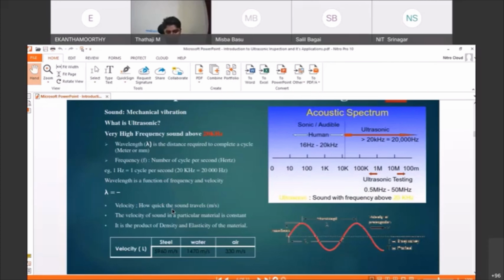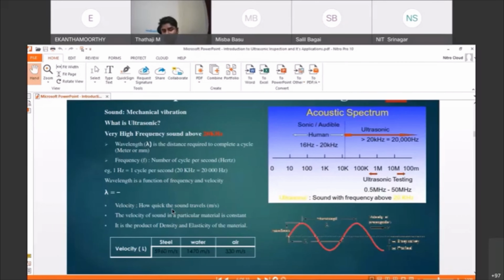Suppose if you take steel, the longitudinal velocity is 5960 meters per second. Mostly we use this velocity for testing steel materials. For water it is 1470, for air 330 meters per second. The basic idea is that we should be aware of these parameters: wavelength, frequency, and velocity.